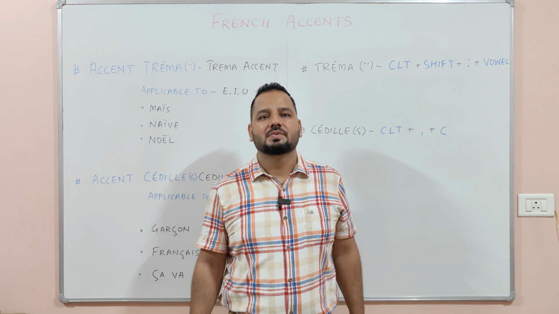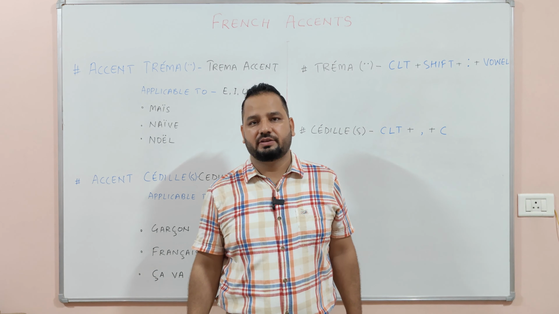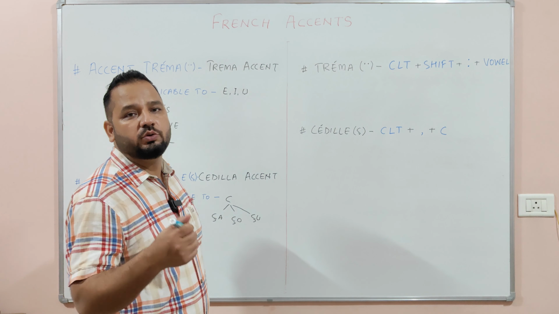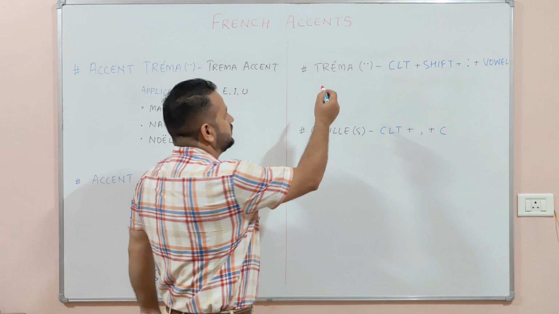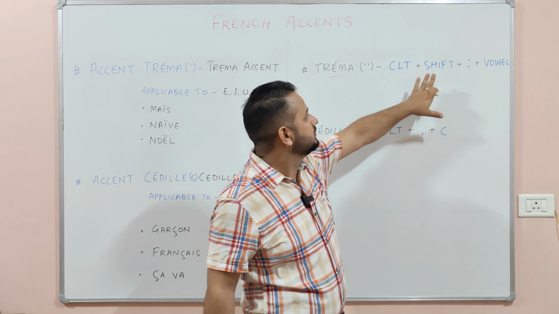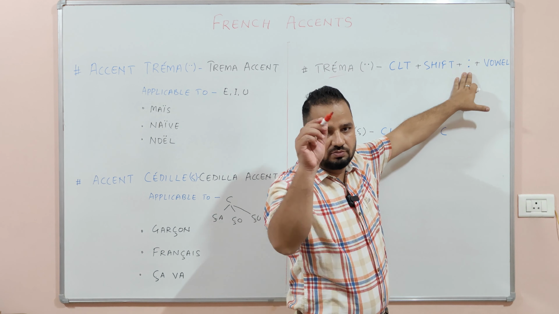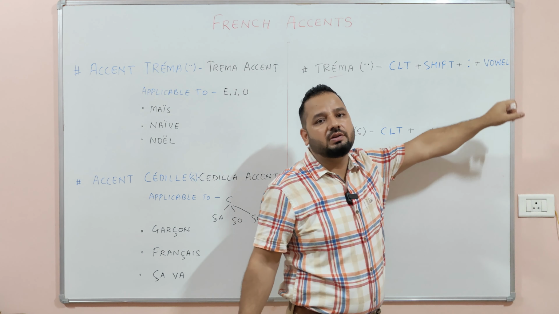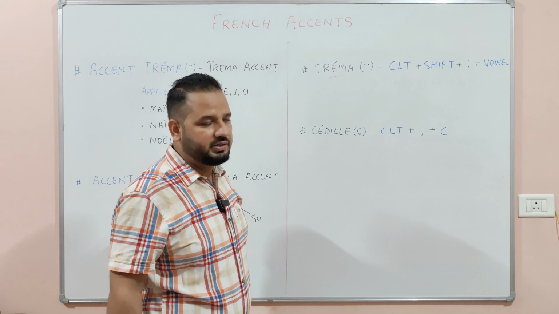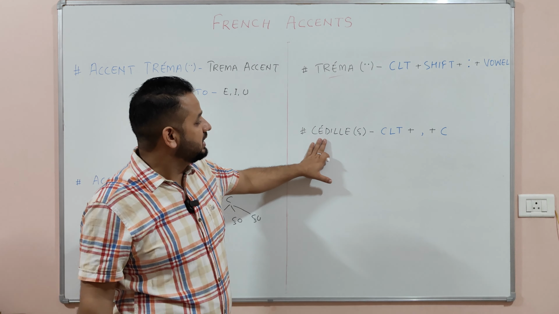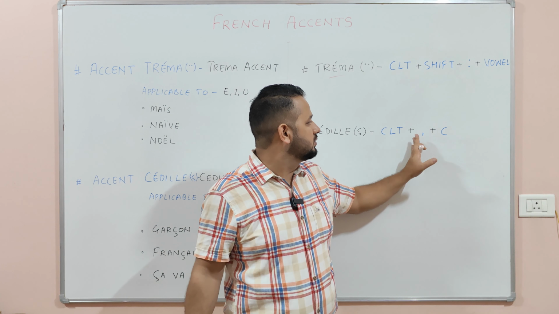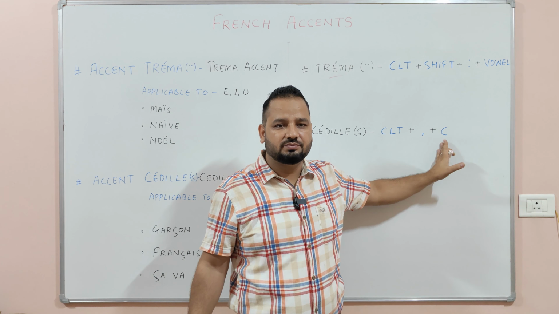Okay. Let's discuss how to write these accents on the keyboard. So these shortcuts are applicable to Windows only. Right? To write tréma accent, Control Shift colon and the vowel. Right? To write Cedilla accent, Control, comma and C.